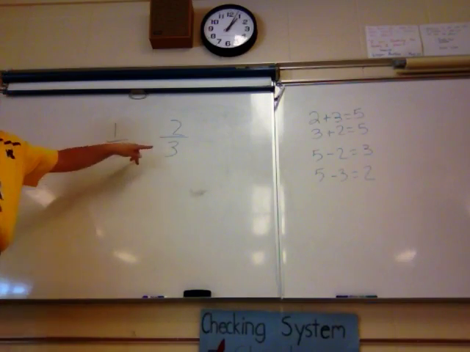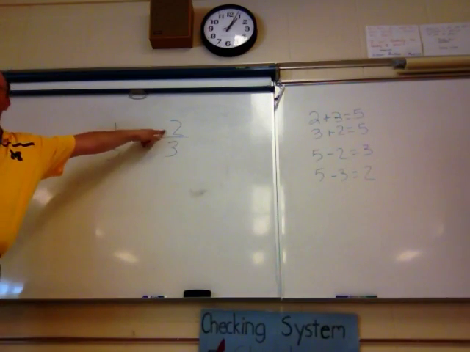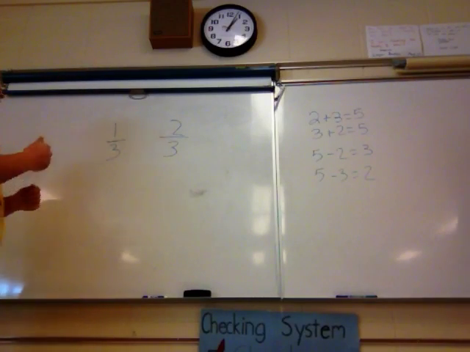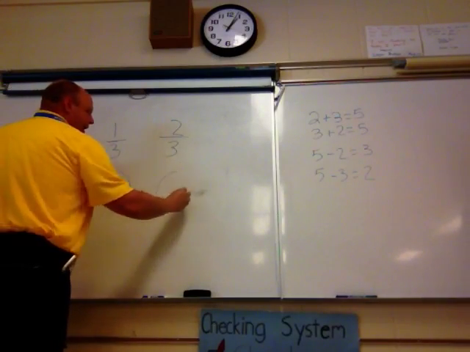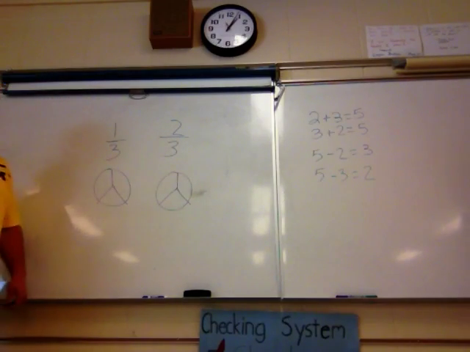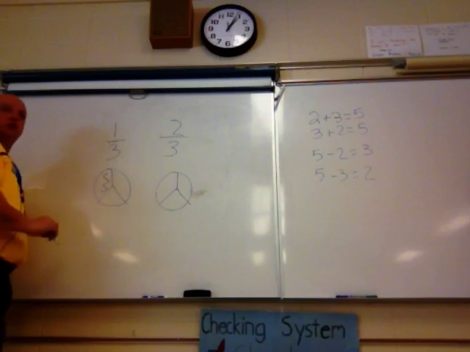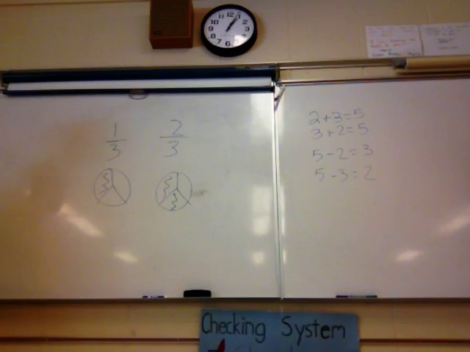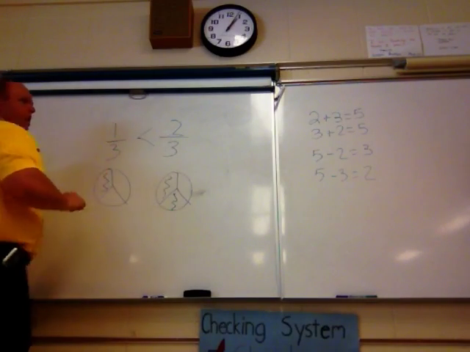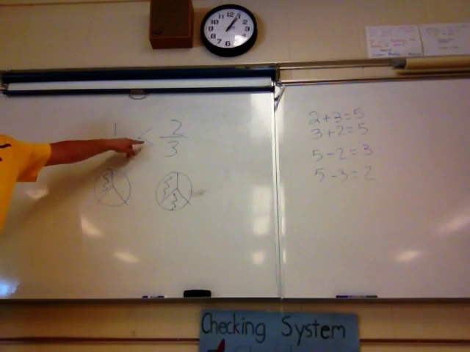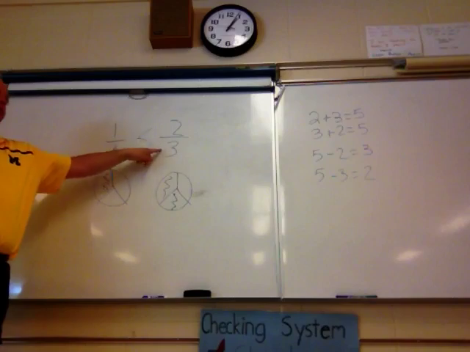So you mean to tell me that if we have a common denominator, the numerator is the powerful one. The numerator is going to tell us who is larger. Think of a pie. Think of a cookie. Visualize this one, a peace sign. One third is only that much. Two thirds is that much. So which one's bigger? Two thirds. Yes. So let's read our number sentence together. One third is less than two thirds.